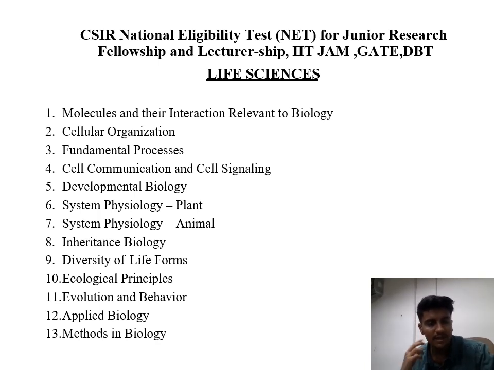There are certain topics or units in CSIR, or any examination. They are systematically divided, and each unit has its own importance and important topics or FAQs. The topics are: molecular interactions relevance to biology, cellular biology, molecular biology, fundamental processes, cell communication and signaling, developmental biology, system physiology, inheritance biology, diversity, ecology, evolution, applied biology, and methods in biology.